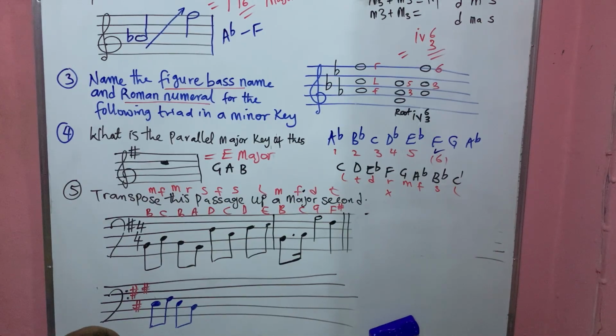Then the next one is, okay, don't forget to put the key signature. Then the next one is D. What is the major second of D? Major second of D is E. Next one here is C. Major second of C is D. The next one is D. What is major second of D? Still E. The next one is E. What is major second of E? F sharp.